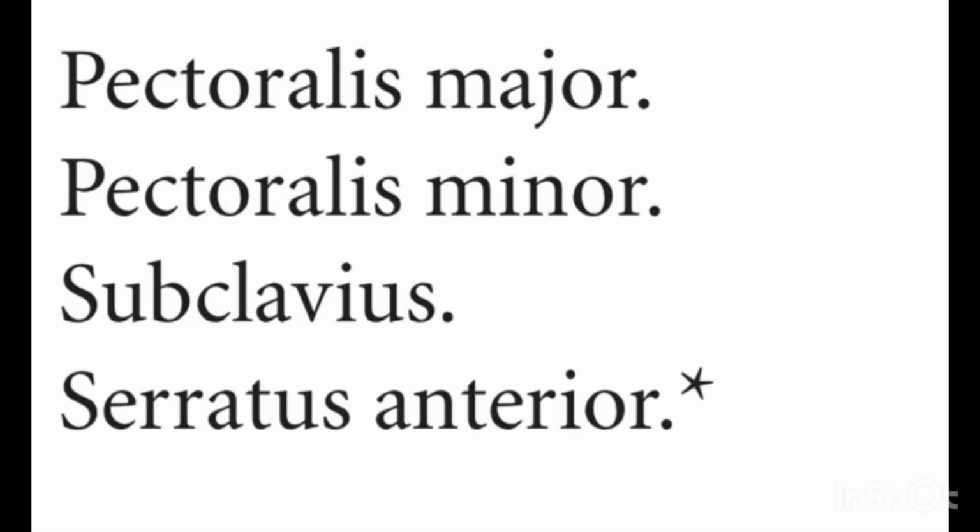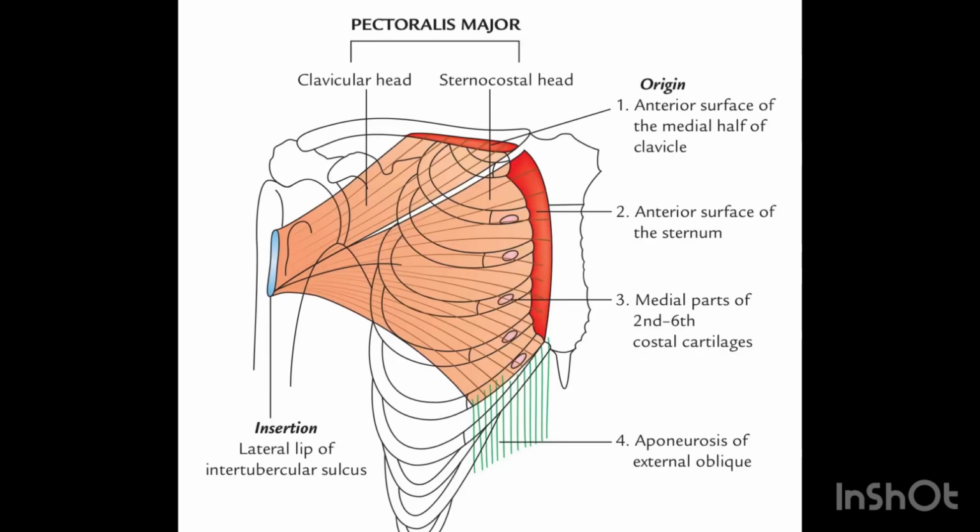So you have to know the origin and the insertion and the movement and the nerve. So it is very important, because if these muscles are damaged, what happens? The individual will not be able to carry out any movement on the shoulder joint. So the first one I'll be picking now is the pectoralis major.